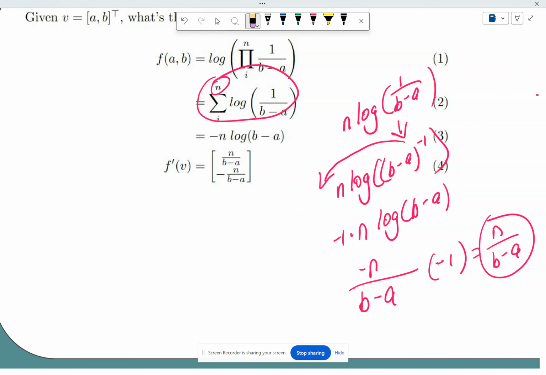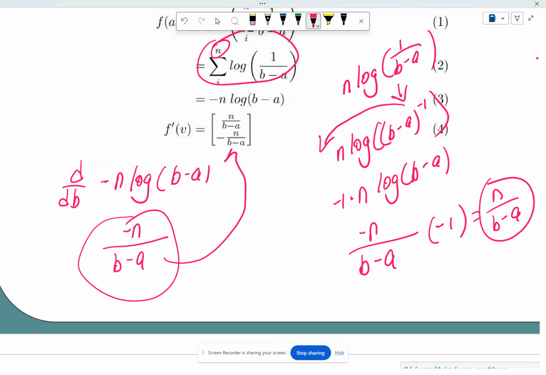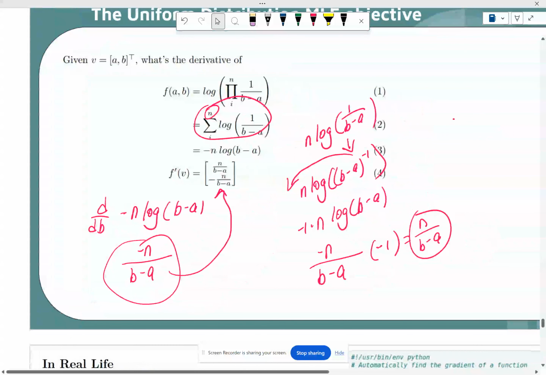Okay, after that, we need to take the derivative with respect to b. So we have minus n log (b minus a), and we want to find the derivative with respect to b. So it's 1 over n(b minus a), and that's it. This is equal to this. Okay, so hopefully you follow.